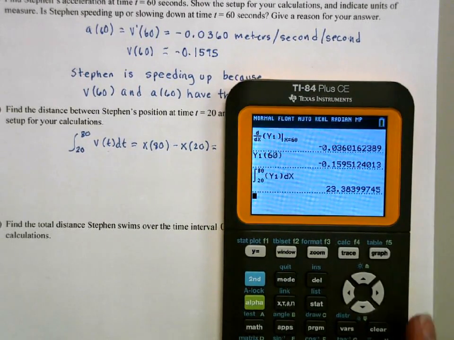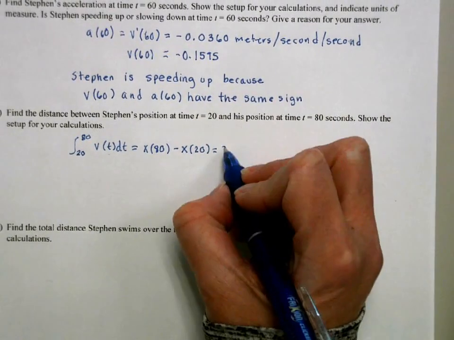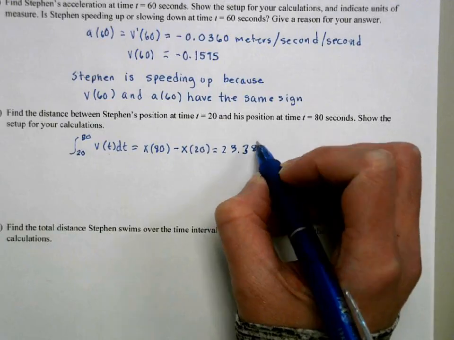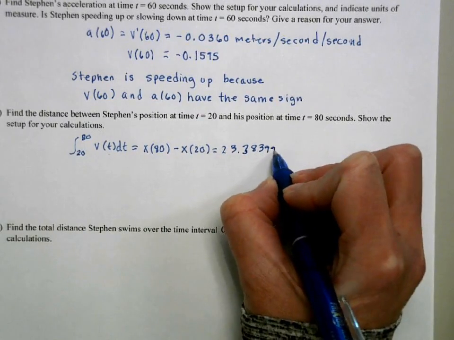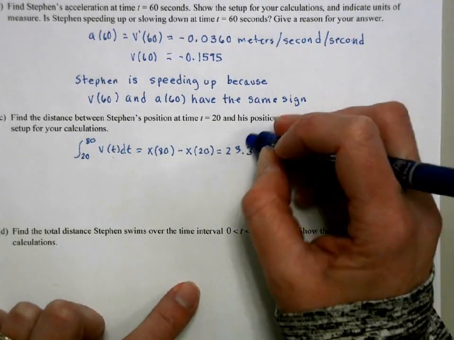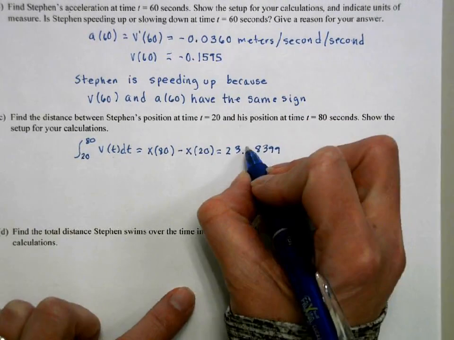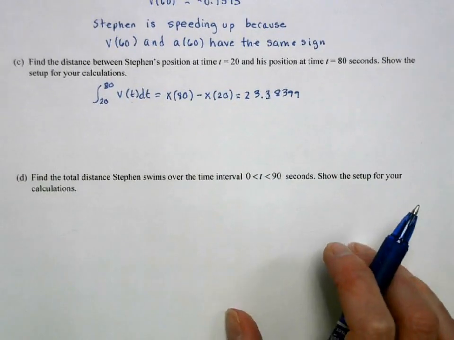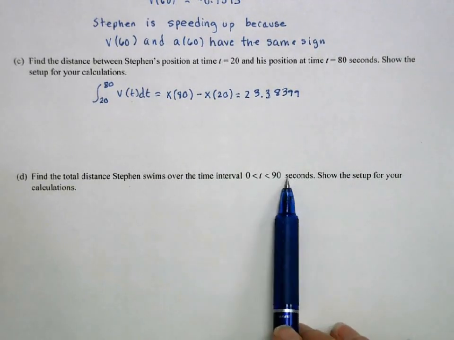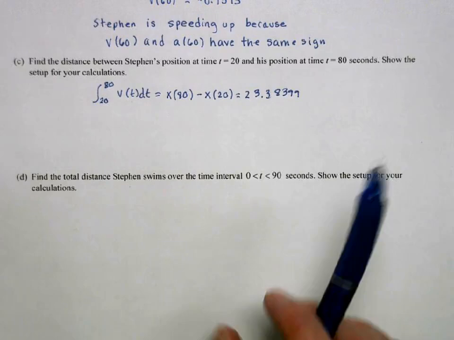So our distance is 23.238399. Okay, as long as you have 3 decimal places, you're good, but more does not hurt. So, okay, finally, find the total distance Stephen swims over the time interval from 0 to 90. Show the setup for your calculations.